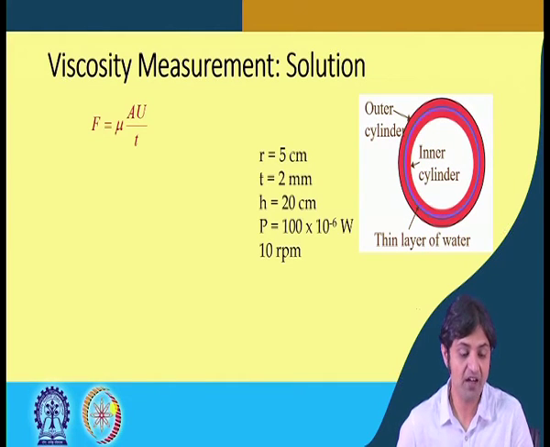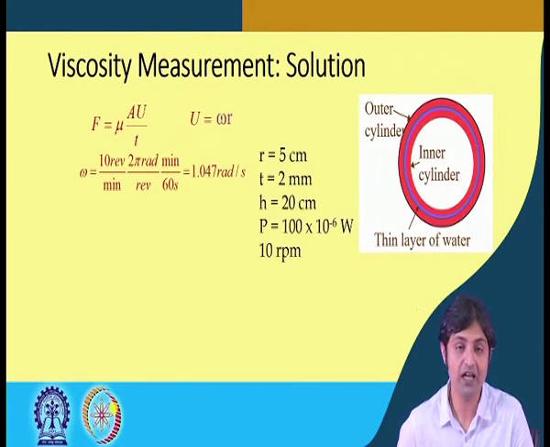So, F is given as mu A u by T. We need to know what u is. u in this case will be r omega, or omega into r. So, what actually is omega? Omega is 10 revolutions per minute into 2 pi radians by revolution into minute by 60 seconds. If you do this calculation, it will come out to be 1.047 radians per second. Omega can be directly obtained from this RPM value.